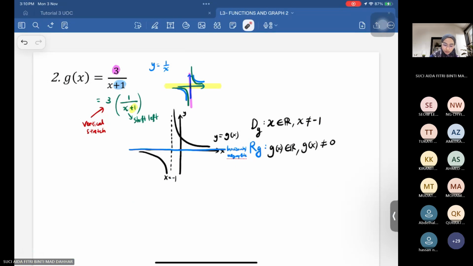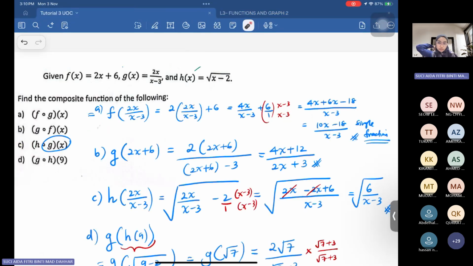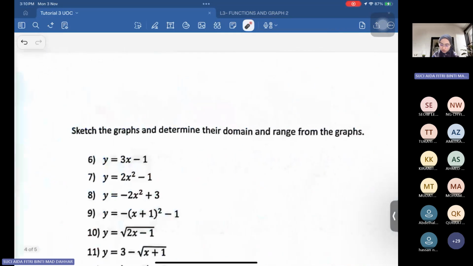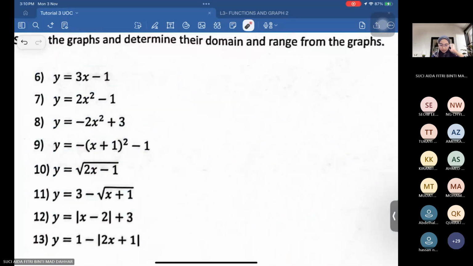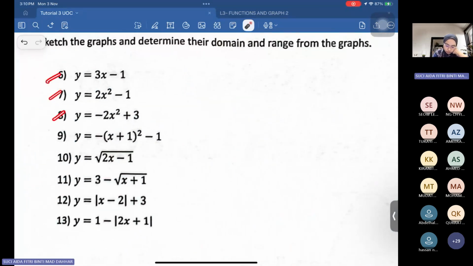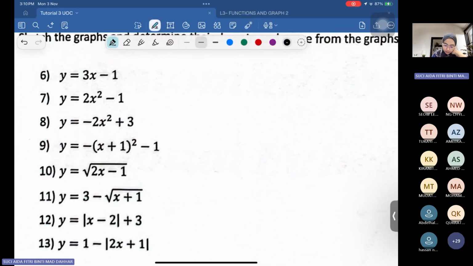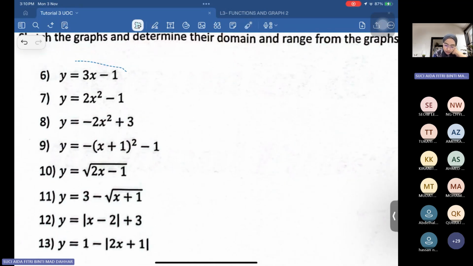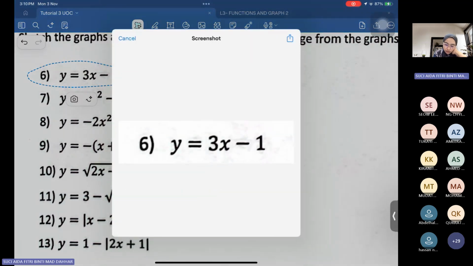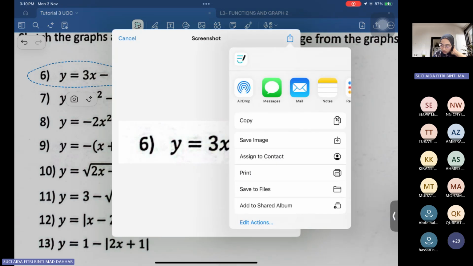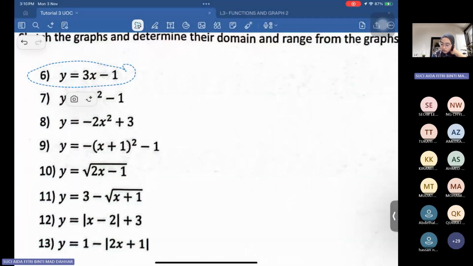No? Okay, let's quickly do tutorial questions. 1, 2, 3, 4, 5, 6, 7, 8. We'll try our best. Question 6. This is the simplest. This is just a straight line, right? Because the question asks you to sketch, you've got to sketch them. Is this straight line going up or down?